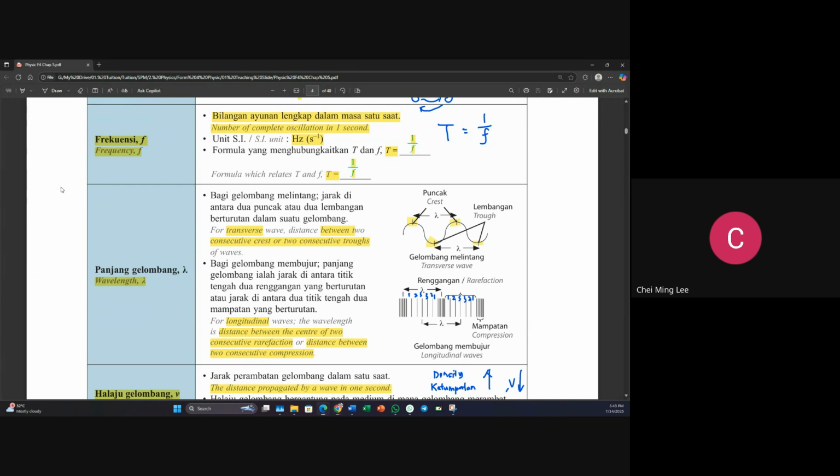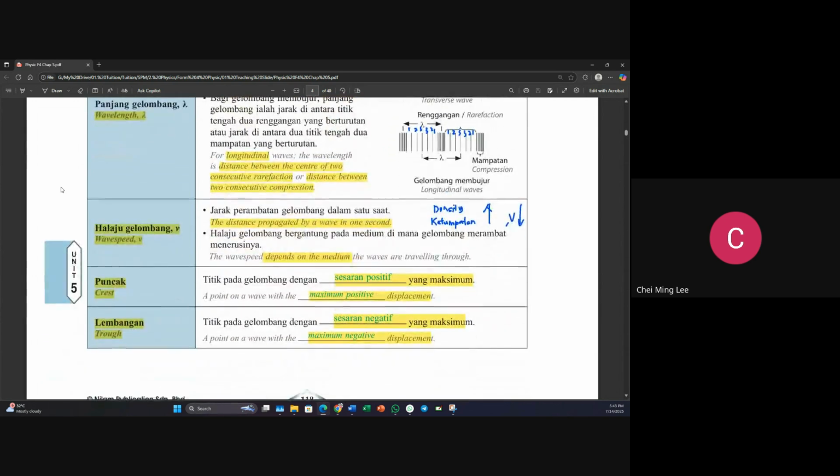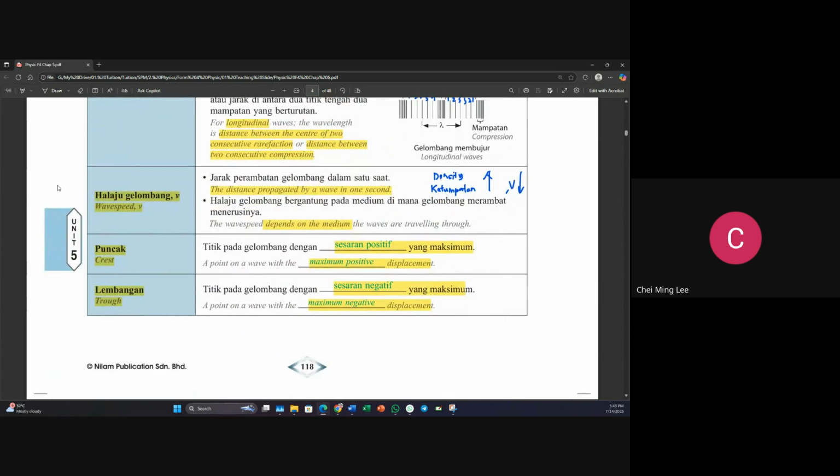All right, now let us continue. Now, the wave speed is the distance propagated by the wave in 1 second. The wave speed normally depends on the medium, the density of the medium. The higher the density, the lower the speed. That's why when you pass light through a glass block, you will see the light bend a bit. Why? Because the speed becomes lower.